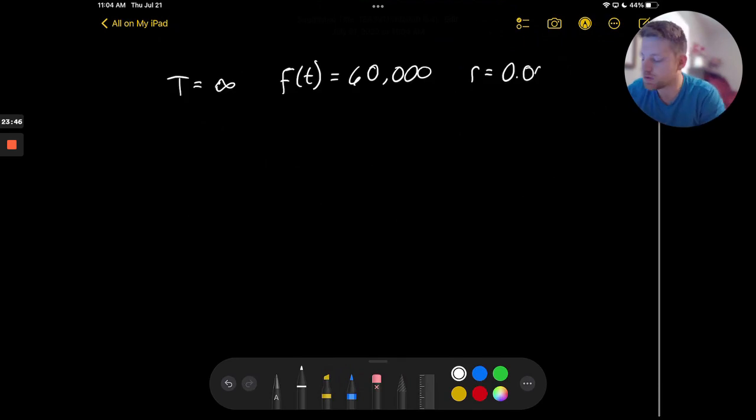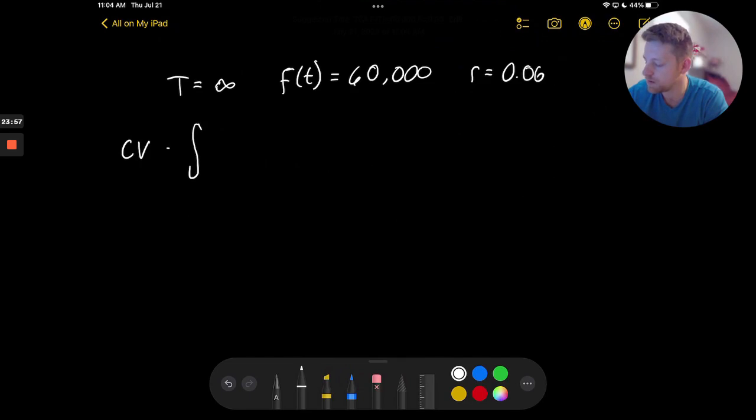So let's go ahead and consider setting that up one more time. The CV, the capital value, is the integral from 0 to infinity of $60,000 times e to the negative 0.06t dt. So that's where we left off with our problem.